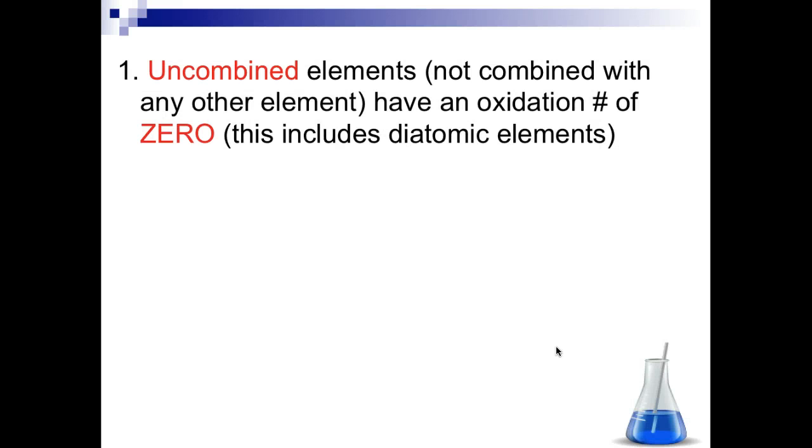First, when you have an element that's uncombined, so that means that it's an element by itself, it's not bonded with anything, it has an oxidation state of 0, and this includes those 7 diatomic elements: hydrogen, nitrogen, oxygen, fluorine, chlorine, bromine, and iodine. That special 7. They all have an oxidation state of 0.